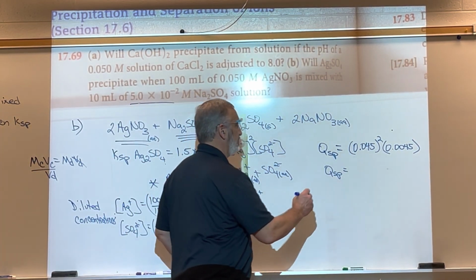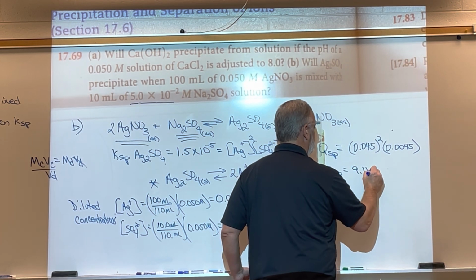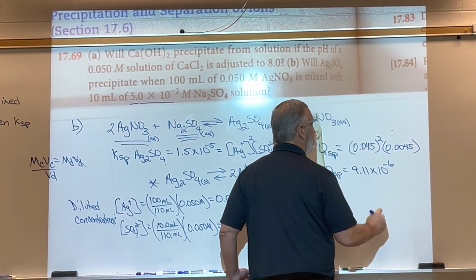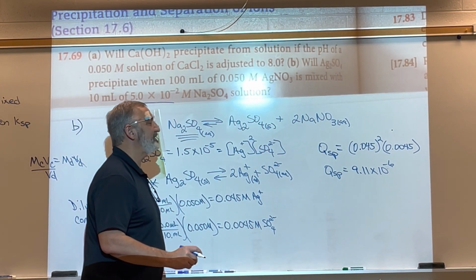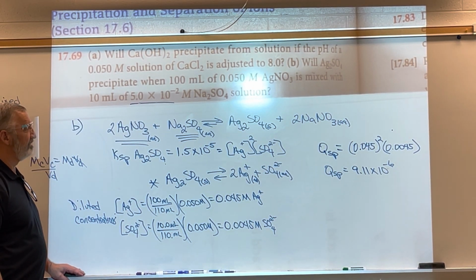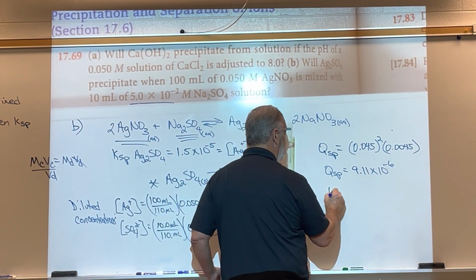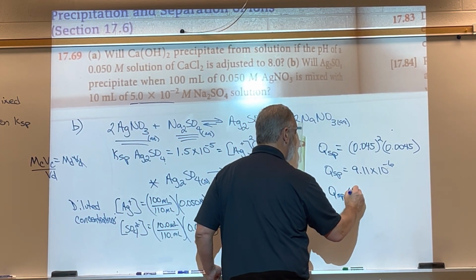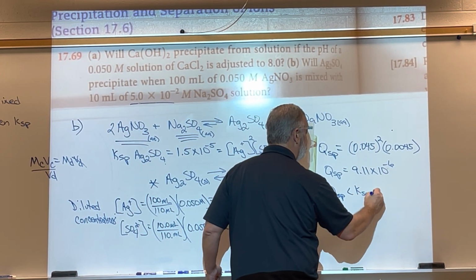QSP is going to equal 9.11 times 10 to the negative 6. Okay, so is that greater than or less than the given K? Less. Q is less than K, therefore what does that mean?